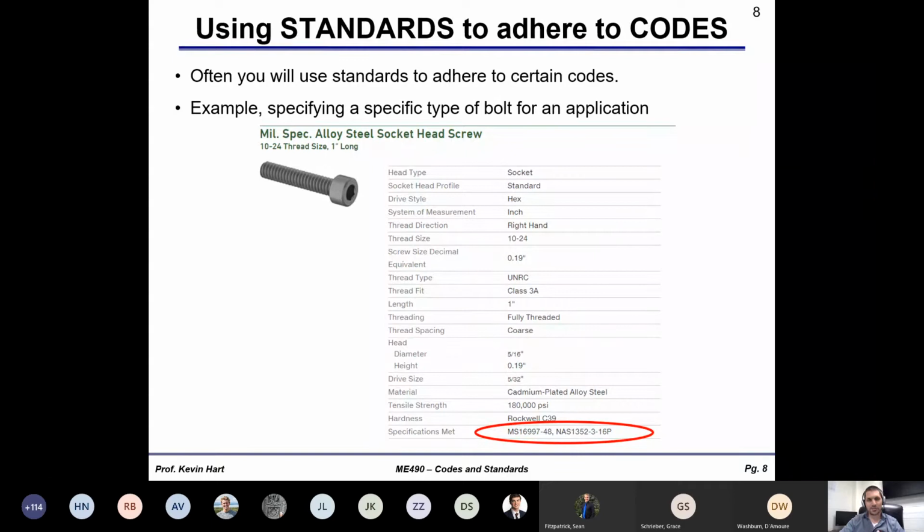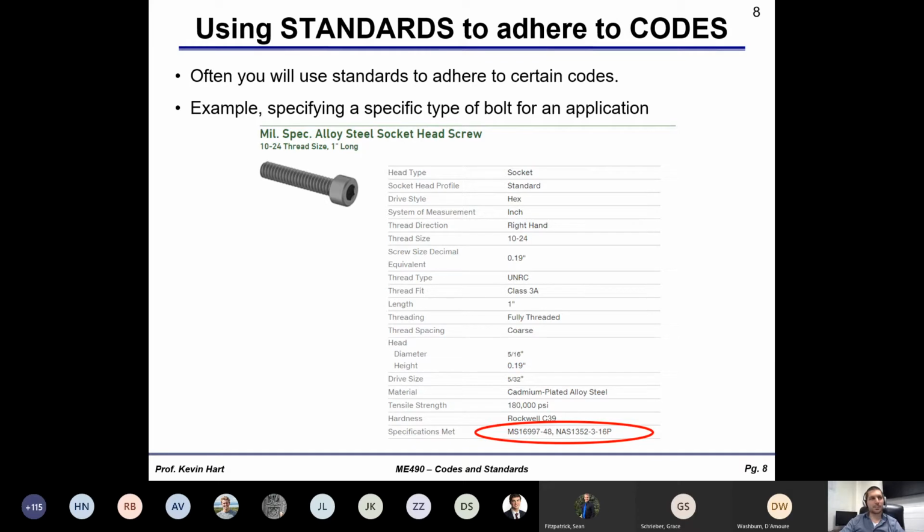Here's an example of something that you might come across. I was just perusing McMaster-Carr, the best website for paying 3 times as much as possible for every single item. If anyone's purchased anything off McMaster-Carr, you can get things much more cheaply, but McMaster-Carr is the best for quick delivery. Anyway, often you're going to want to use standards to adhere to certain codes. So let's take a look at this particular bolt. Let's say I want to buy a bolt from McMaster. Okay, well, I can just buy some standard socket head cap screw and not worry about any of the specifications associated and probably use that in my design.